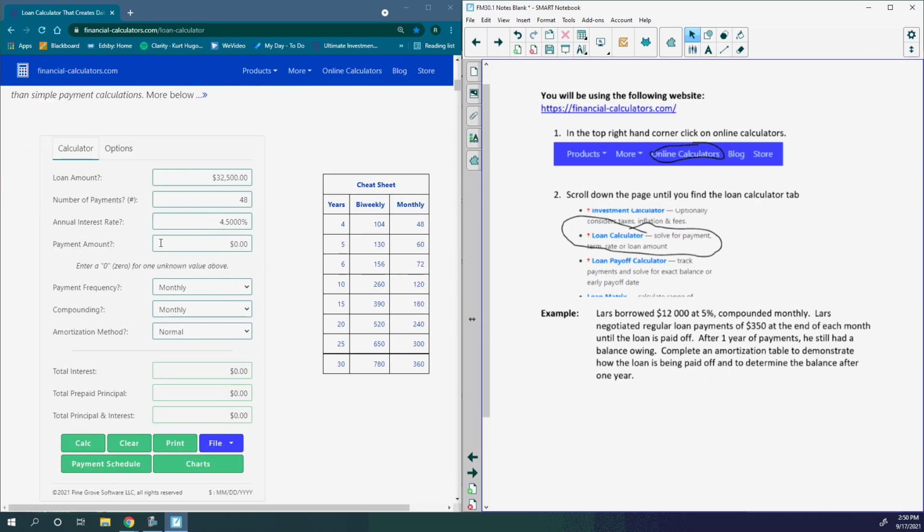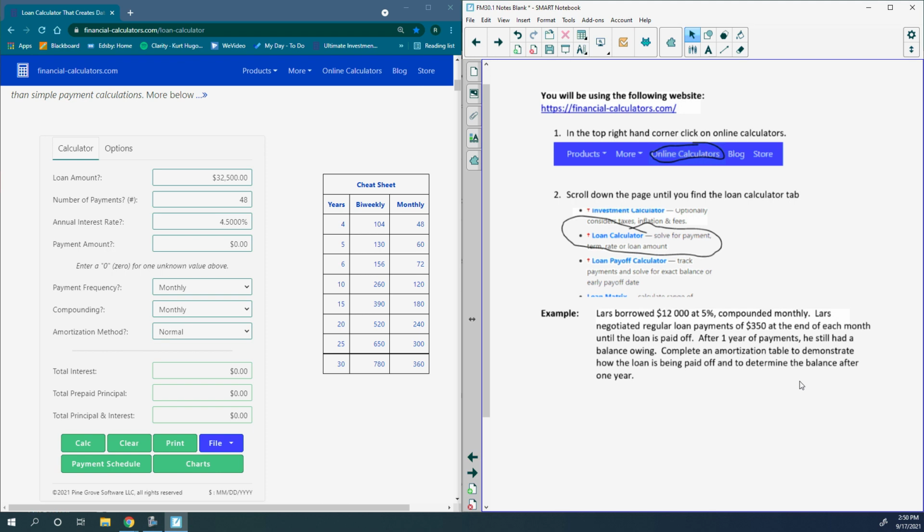So here's my calculator. Lars borrowed $12,000 at 5% compounded monthly. Lars negotiated regular loan payments of $350 at the end of each month until the loan is paid off. After 1 year of the payments, he still had a balance owing. We're going to complete an amortization table to determine how the loan is being paid off and determine the balance after 1 year.